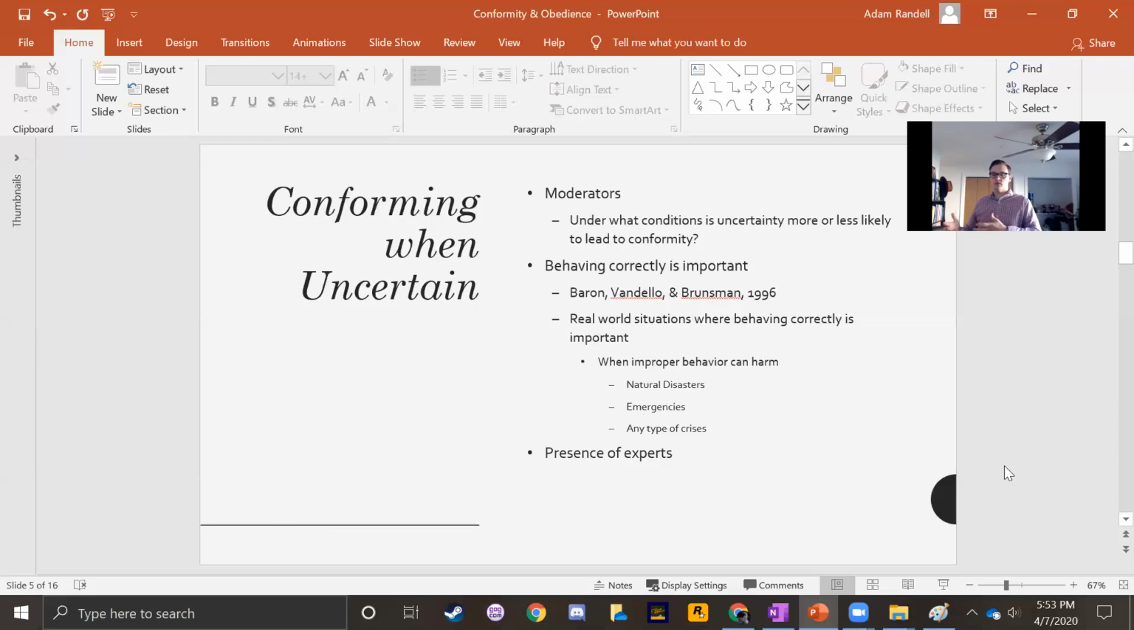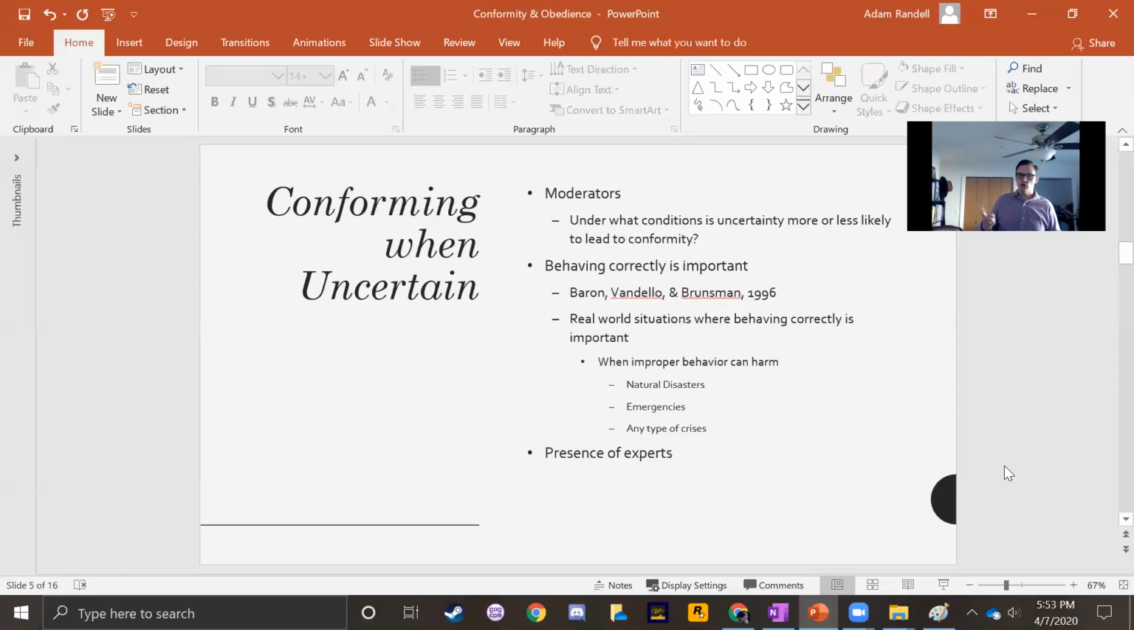Another is the presence of experts. We tend to think of experts as knowing their stuff. They should, they're an expert, right? And so when an expert tells us the right way to behave, that gives us a certain degree of certainty about what the right thing to do is. So in the presence of experts, we tend to conform more to what the expert says, right? Because again, when we're uncertain, we're motivated to do the right thing, to behave the right way. So if an expert is around, presumably they know the right way to behave, and so when they tell us, we conform to that. All right.